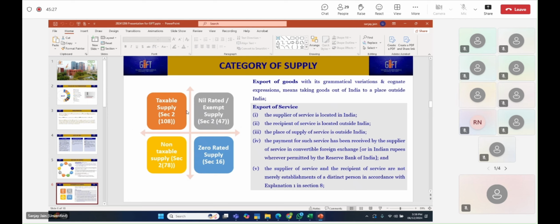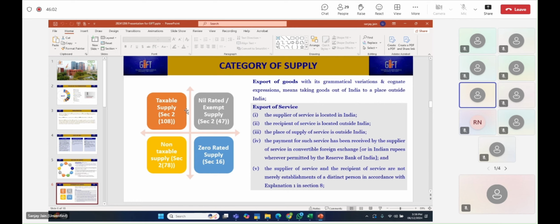So when we see supply, there are 4 types of supply: taxable supply, nil rated supply, exempted or non-taxable, and zero rated. Everyone understands what taxable supply means: some tax has been charged. But is there any difference in nil rated, zero rated or exempted supply? Can anyone answer? Unmute and answer. Is there any difference in zero rated and exempted or nil rated supply?